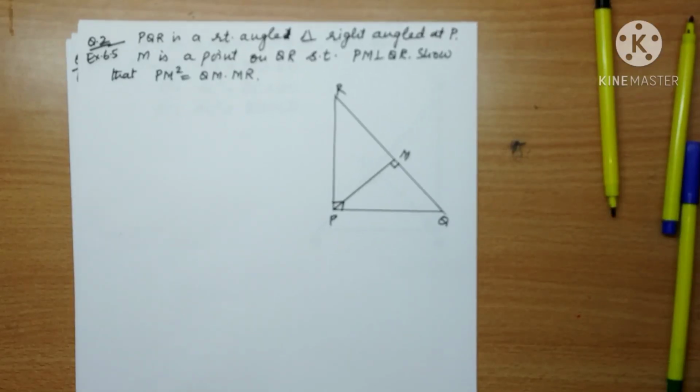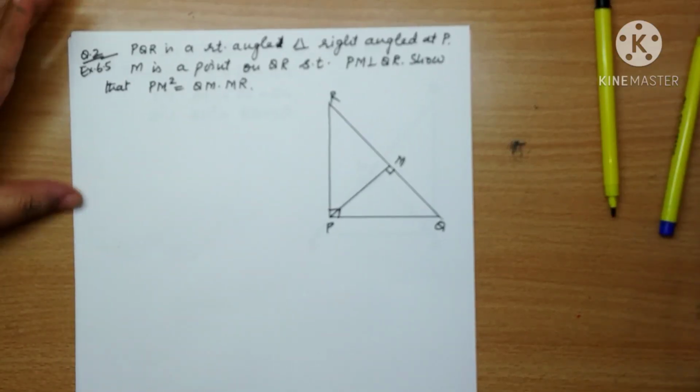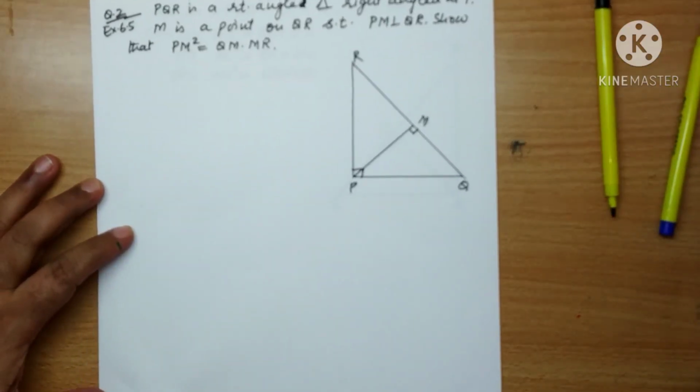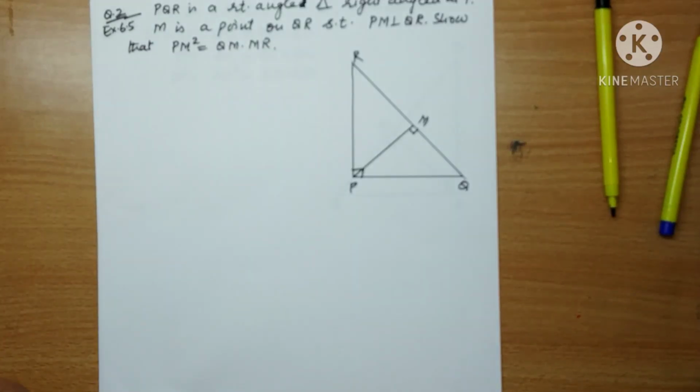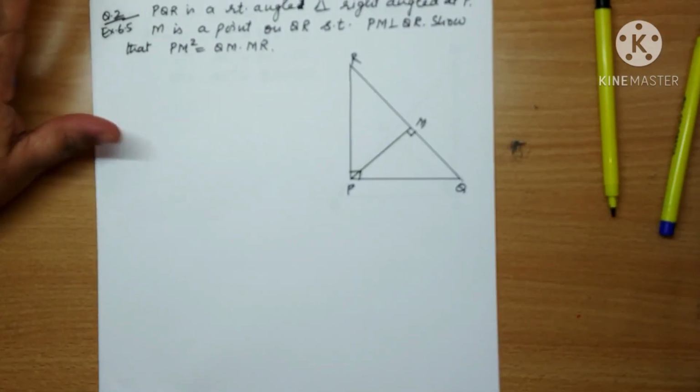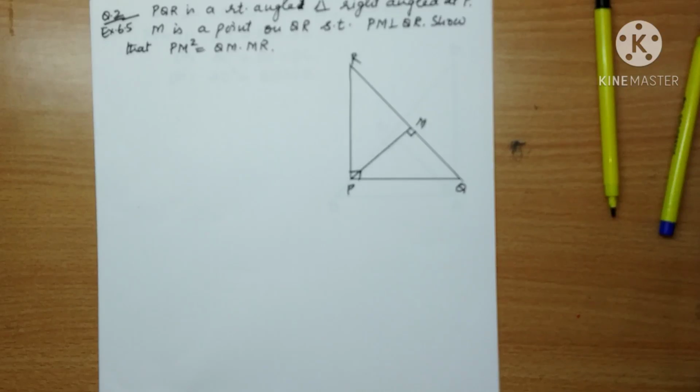In this video, we start with exercise 6.5. The first question of the exercise deals with identifying whether the given sides of a triangle form a right angle triangle. The three sides of the triangle are given, and you need to identify whether the given triangle is a right triangle or not.